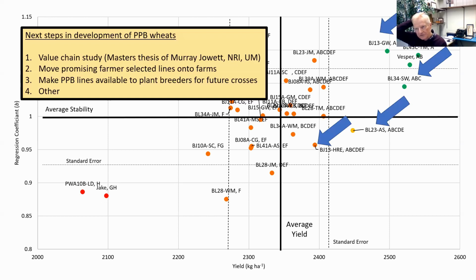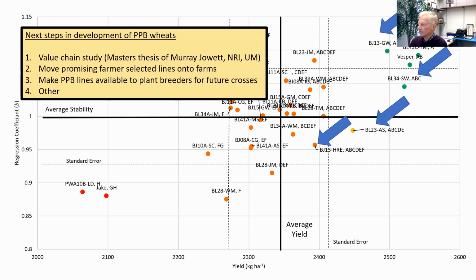So what are the next steps in the PPB program? First of all, Murray Jowett is a master's student in the Natural Resources Institute at the University of Manitoba, and he did a value chain study to look at how these lines could be moved into the market by farmers. It was very interesting. That thesis should be available online.